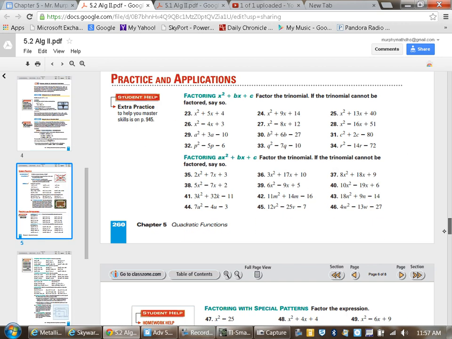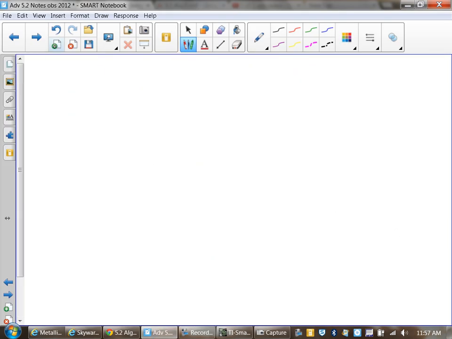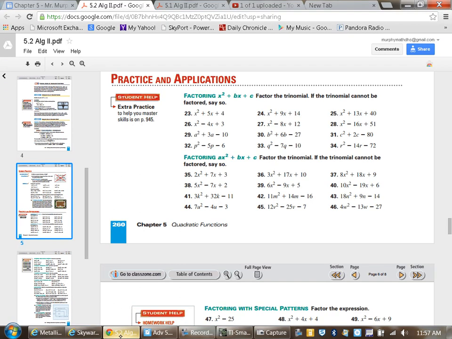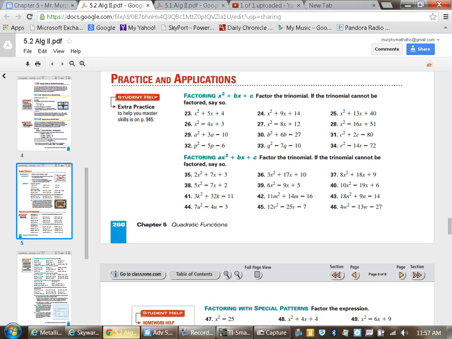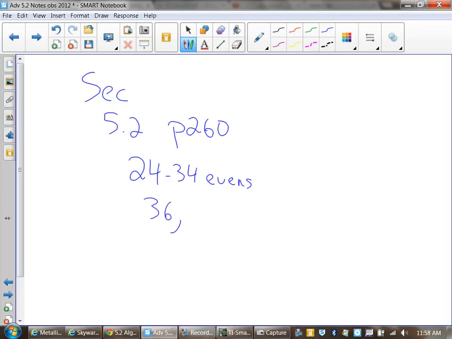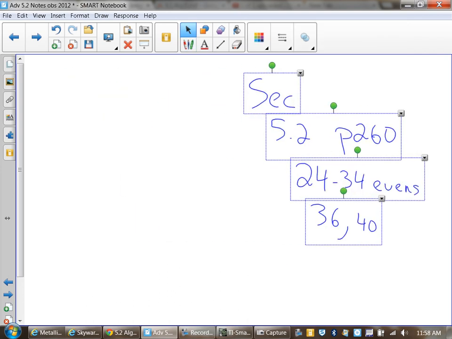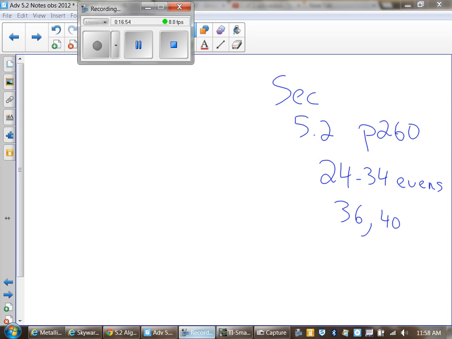5.2 starts on page 260. I want you to do 24 through 34, evens, and 36 and 40. Why 36 and 40? They're two problems with a leading term coefficient not equal to 1.